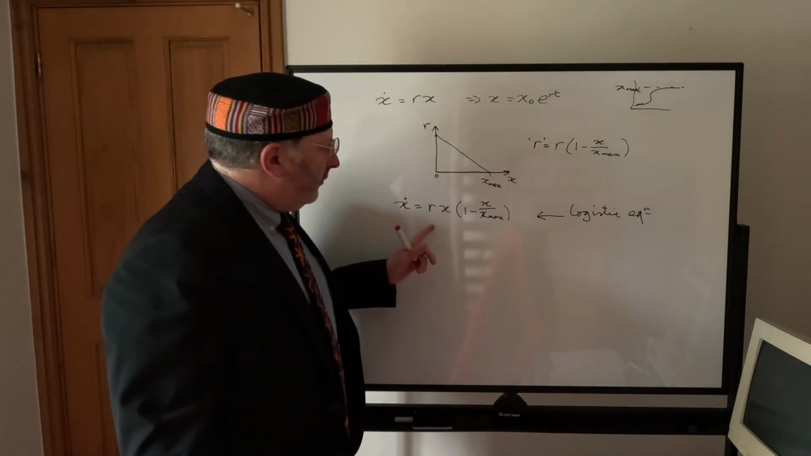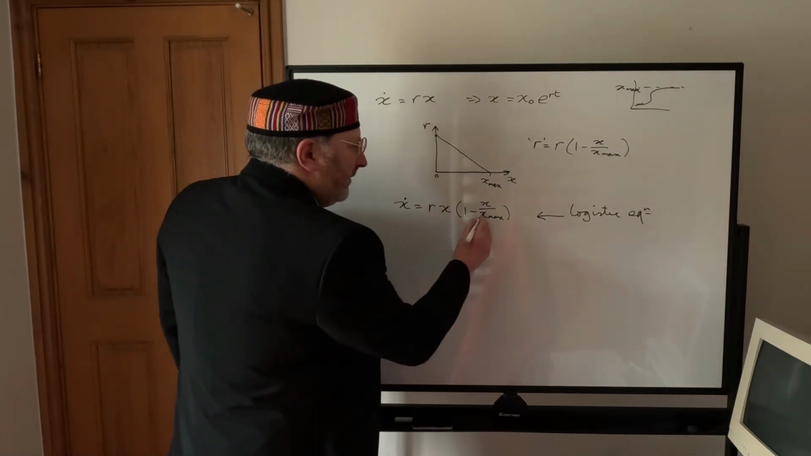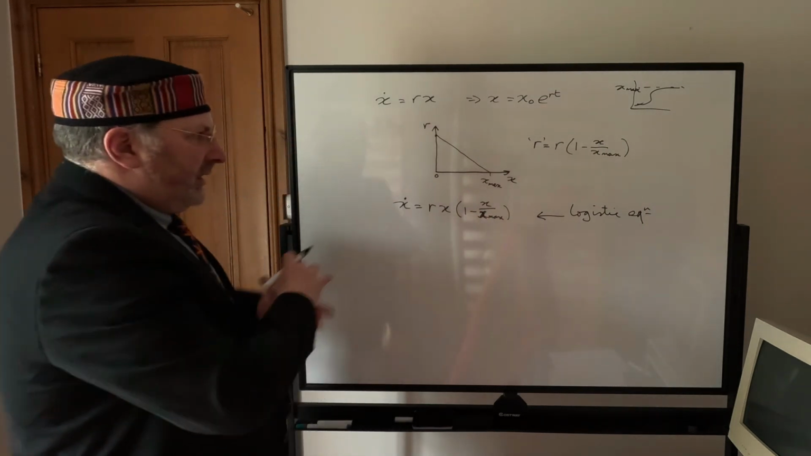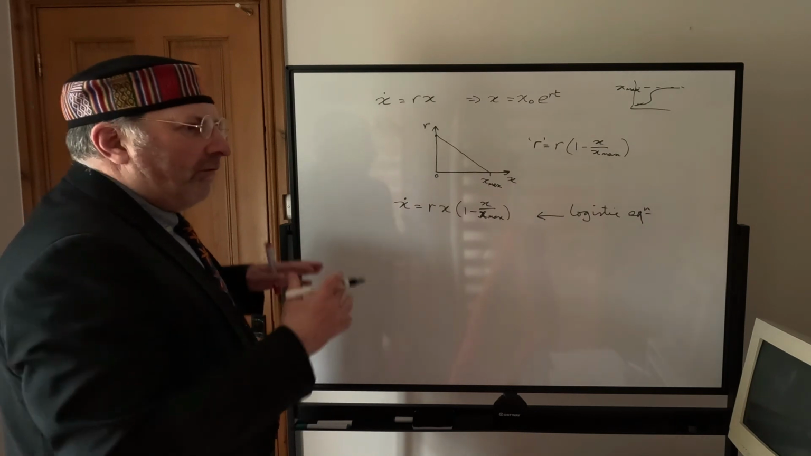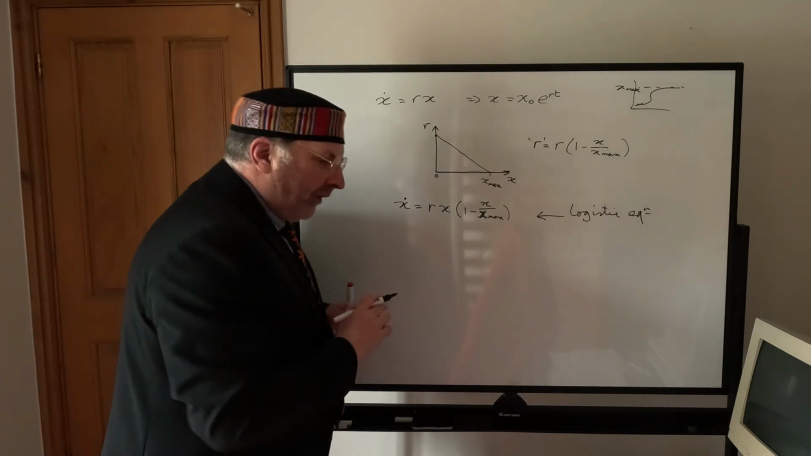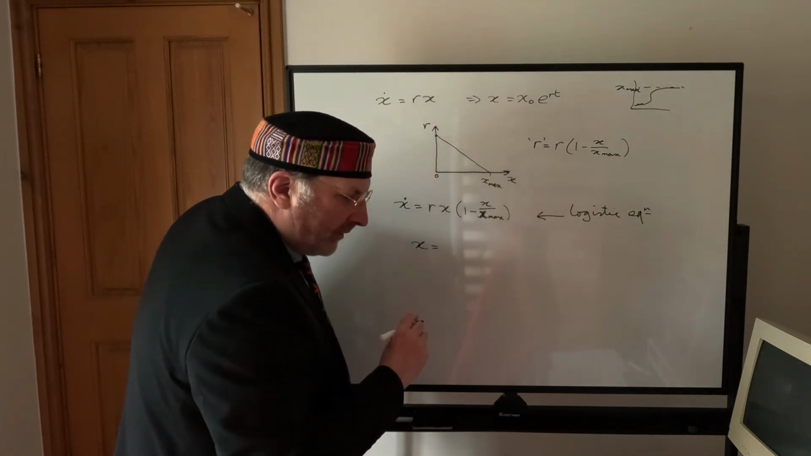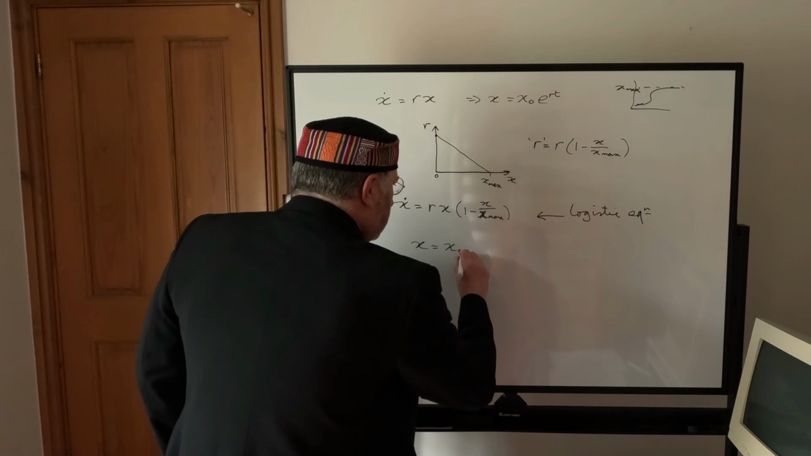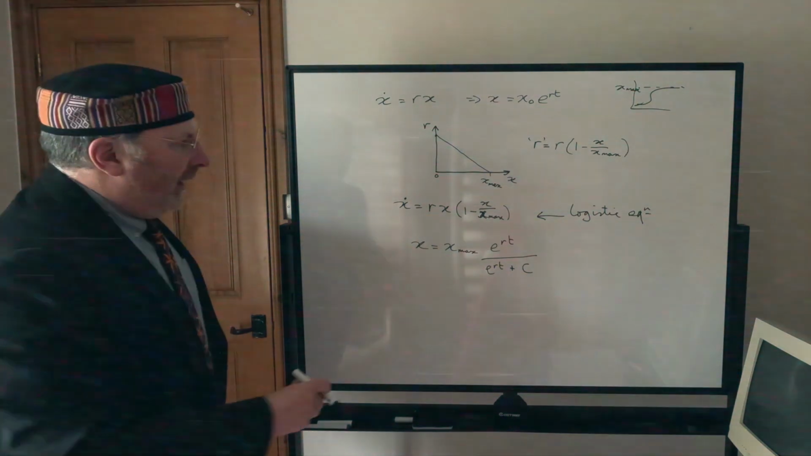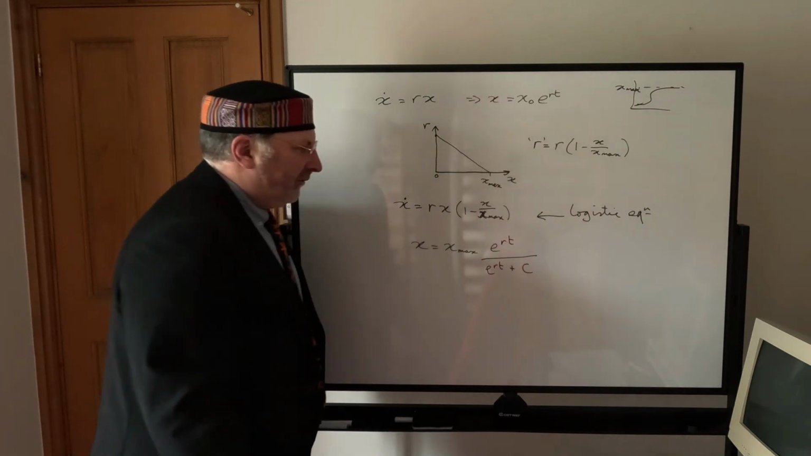And we can solve this equation, but it requires some integration tricks, which I don't think is helpful to get bogged down in, because we're not really interested in how you solve equations like this. We're more interested in the results. So I'll just go straight to write down the resulting formula for x. It is that x equals x max times e to the rt over e to the rt plus c.